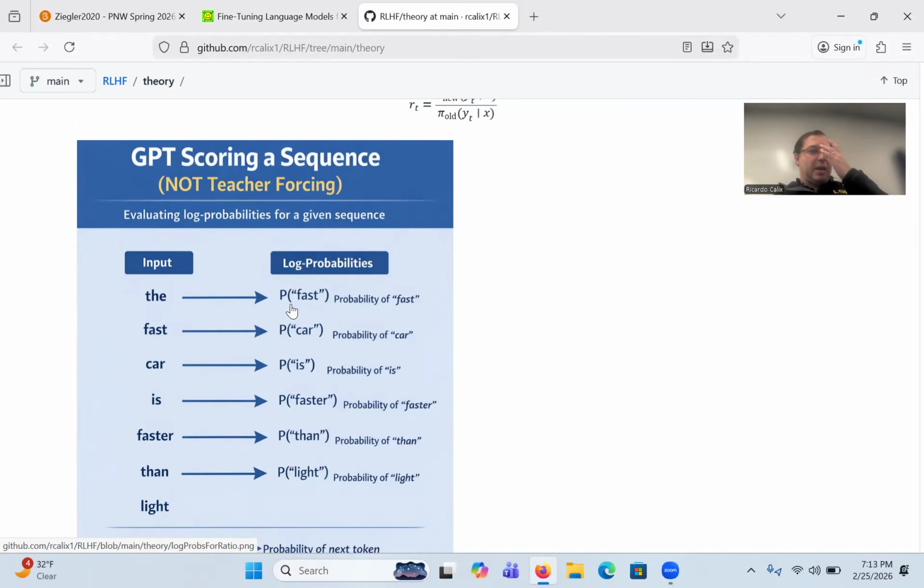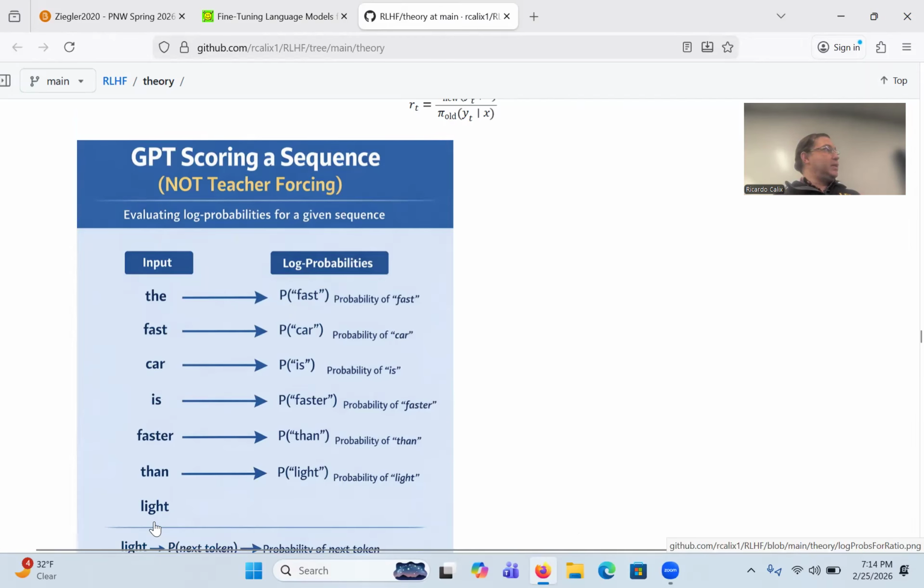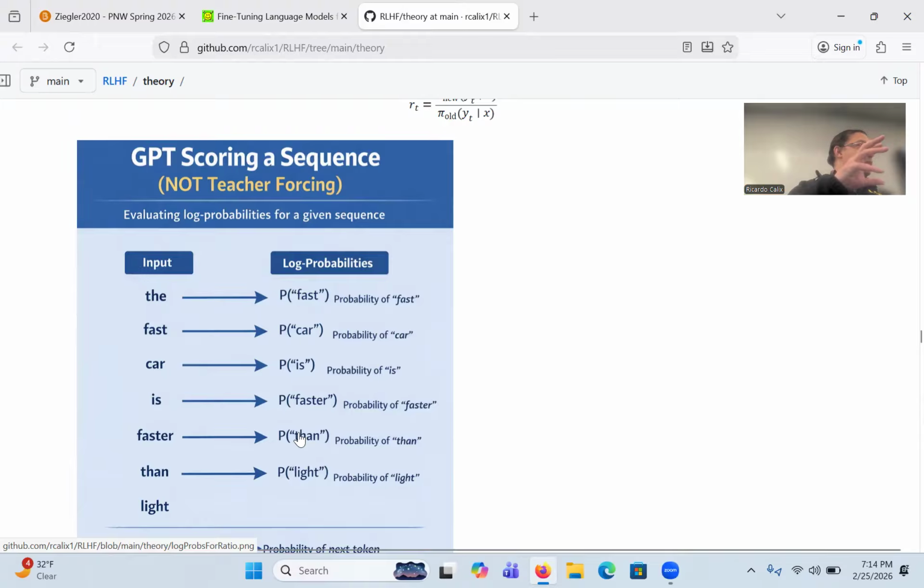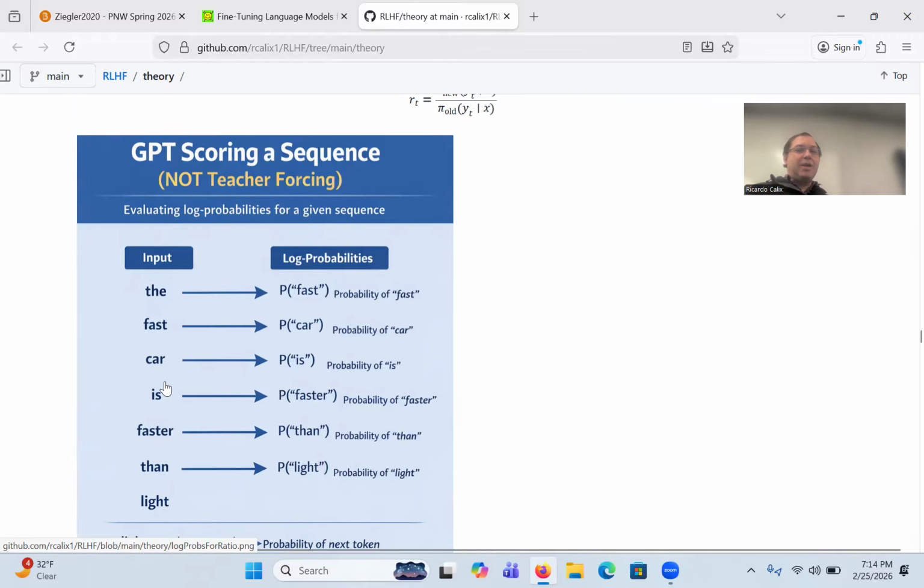So in this example, let's say the fast car is the question and faster than light is the answer. We concatenate it and give it to the transformer. Given that sentence, I already know the fast car is faster than light. I don't need it to give me that; what it needs to give me is what follows there, right?